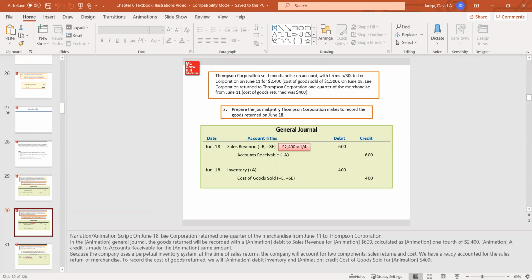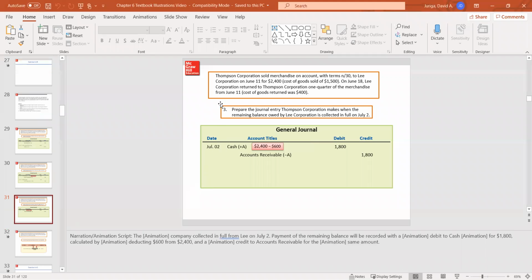And then on this one, when there was a goods return, they're just showing you how you would calculate the individual return. In this case, it looks like one-fourth was returned, so that's 25%. So the return would be basically canceling, reversing the original sale. So you'll debit the sales revenue, credit accounts receivable, debit inventory, credit cost of goods sold. So it's just basically reversing that original entry.